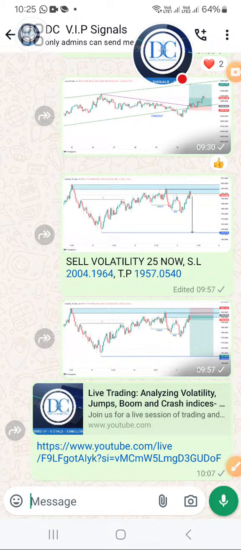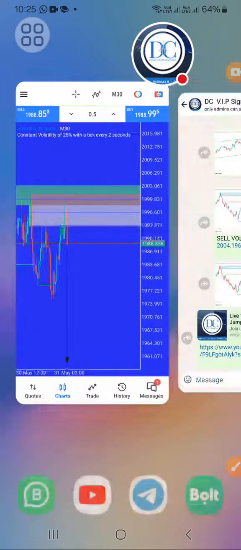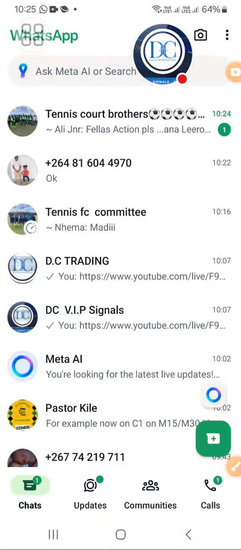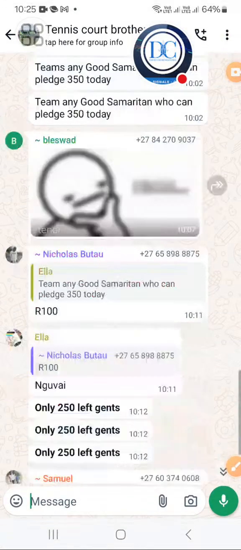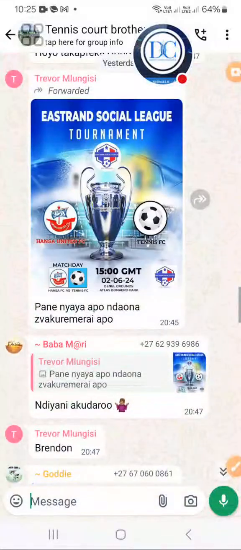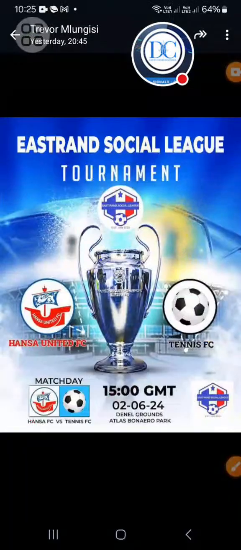This is amazing. On Sunday, we are having a final. Our team is playing. I only need to play maybe the last 10 minutes. Our team is playing in the Eastern Social League tournament. We are playing against Hansa, a team that is doing very well. I think it's leading the league, and I think they've never lost. They're playing very well. Our team is Tennis FC.